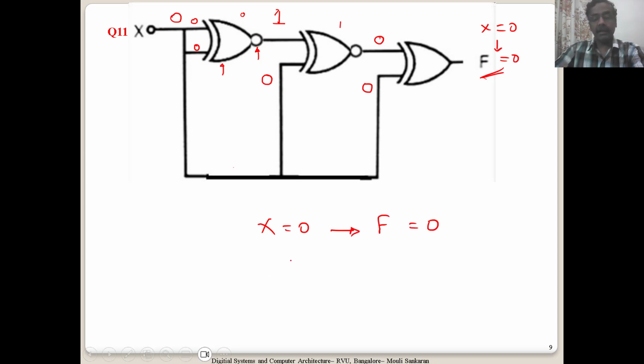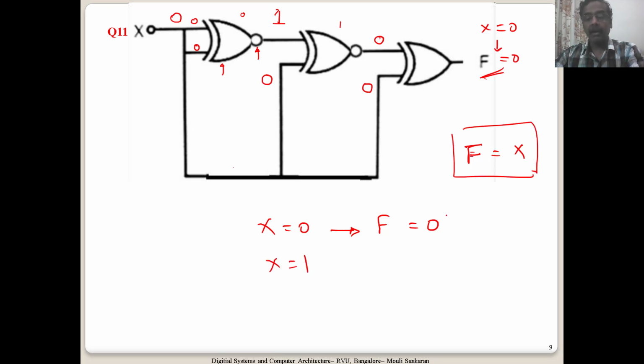Now can I conclude that this is the value? No. You cannot say that F is equal to X now, because unless you find what value I get if X is equal to 1, I cannot say that F will be equal to X. I can't even say F is equal to 0, because it could be that F is the same as X. So let us verify that now. Let me change the color to retain the old values.